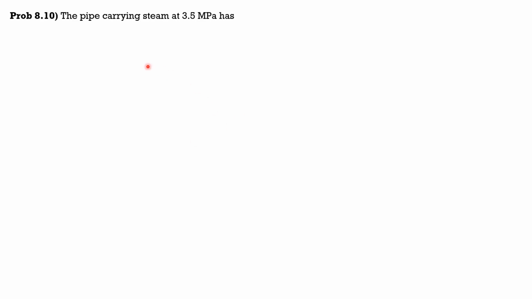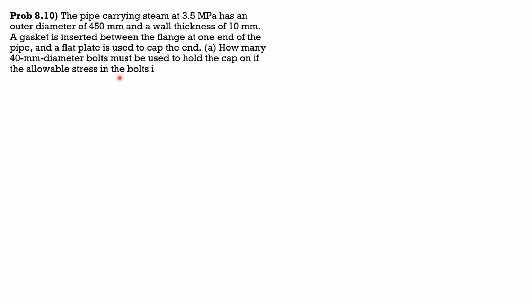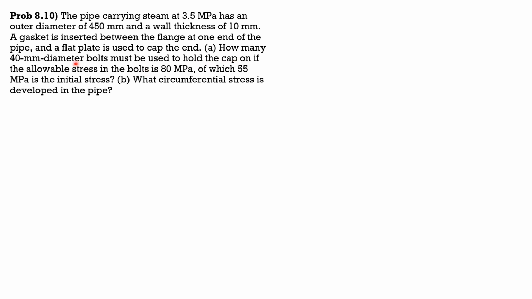The pipe carrying steam at 3.5 megapascals has an outer diameter of 450 millimeters and a wall thickness of 10 mm. A gasket is inserted between the flange at one end of the pipe and a flat plate is used to cap the end. How many 40 millimeter diameter bolts must be used to hold the cap on if the allowable stress in the bolts is 80 megapascals, of which 55 megapascals is the initial stress? What circumferential stress is developed in the pipe?